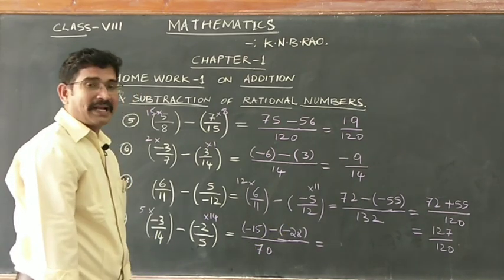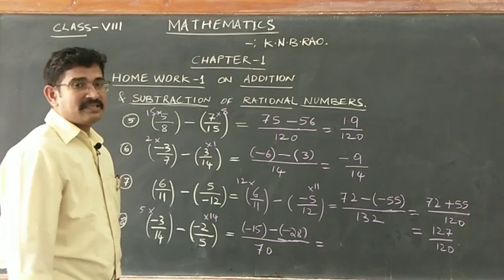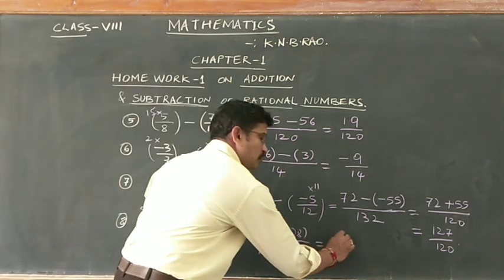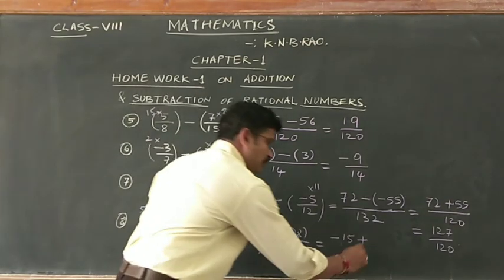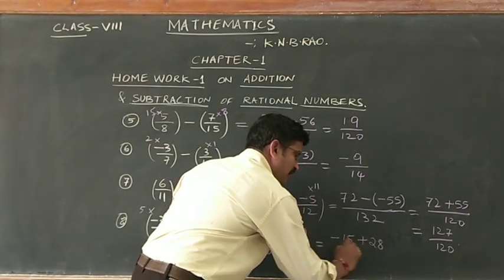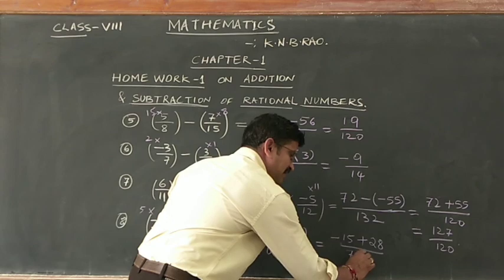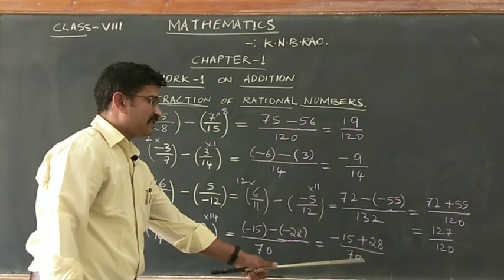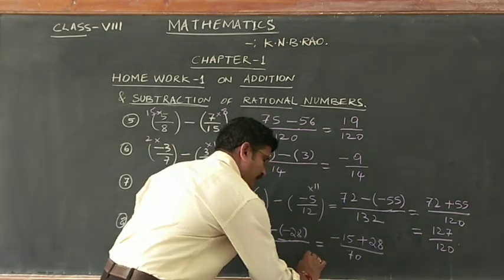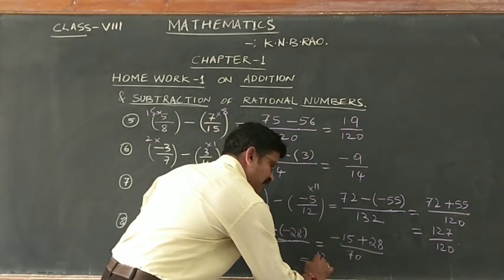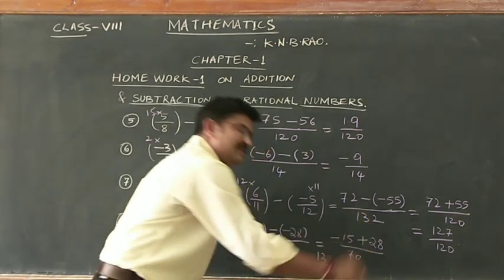This is the removing bracket step in integers simplification. So, minus 15 minus of minus 28 becomes plus 28. So, plus 28 by 70. So, we have 13 upon 70 is the answer.